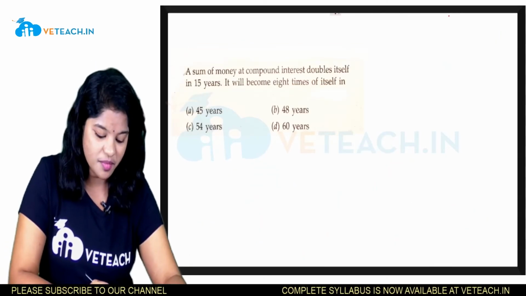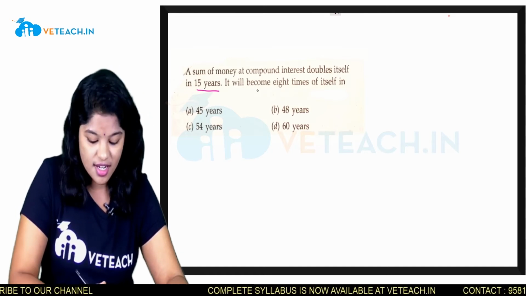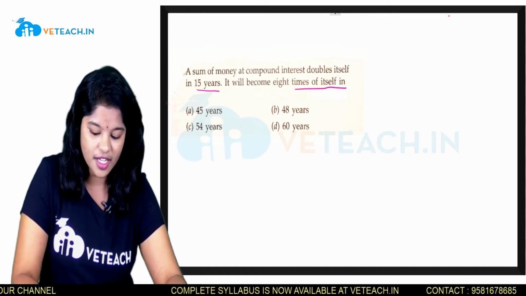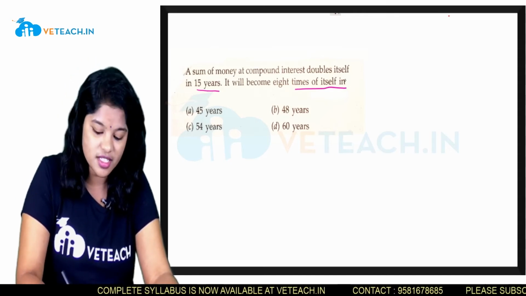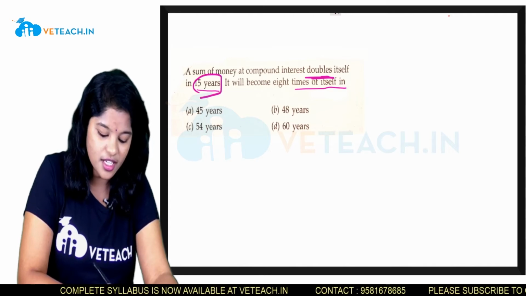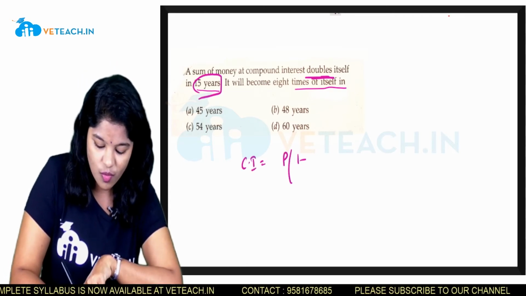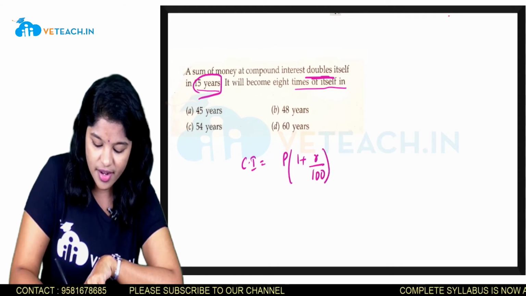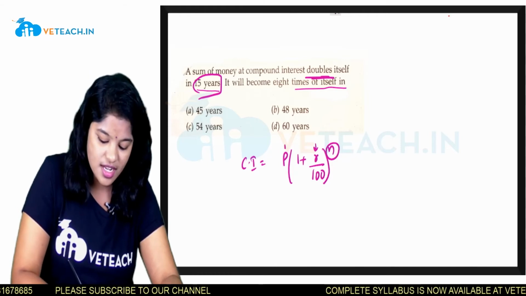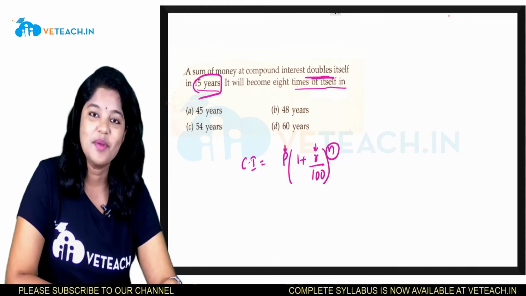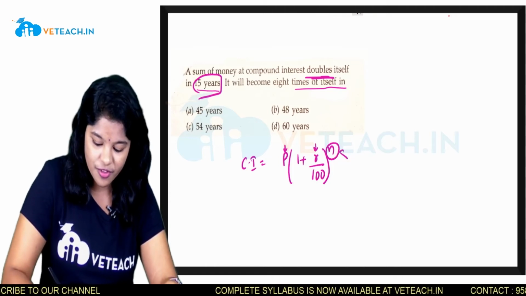So see the next question. A sum of money at compound interest doubles itself in 15 years. It will become 8 times of itself in. So first they have given that a sum of money at compound interest doubles itself in 15 years. So compound interest formula is equal to P into 1 plus R by 100 whole power n, where n is the number of years, R is the rate of interest and P is the principal amount. This principal amount got doubled in 15 years. So n is equal to 15.